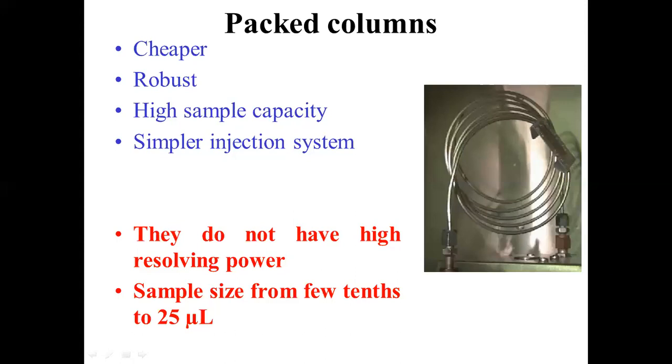Of course, in the meantime, they also have limitations. The resolution is going to be impaired if you use this packed column with a greater sample size. With a greater sample size, say for example, more than 25 microliters, tailing and fronting are going to be seen, and unwanted band broadening also results. As a result, the height of the theoretical plate is going to increase. The number of theoretical plates decreases because N is inversely proportional to H, and ultimately the resolving power of the column is going to be suppressed because of the larger dimension.